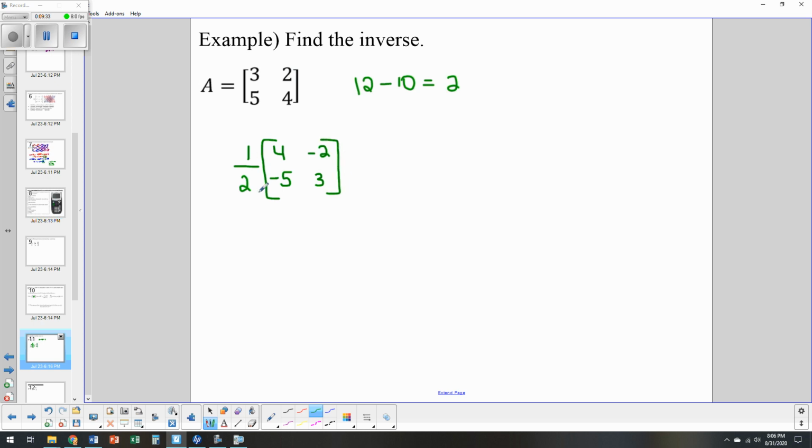Some things will let you keep it like this. Generally speaking, I will distribute the scalar. So I'm going to distribute 1/2 to everything in here. So half of 4 is 2. Half of negative 2 is negative 1. Half of negative 5 is negative 5 halves. I could also write negative 2.5 there if I want. Half of 3 is 3 halves, or I could write 1.5. And that right there is the inverse of A, right? This is A negative 1.